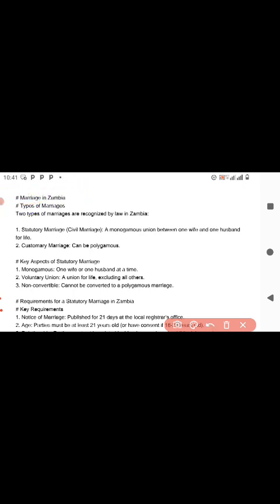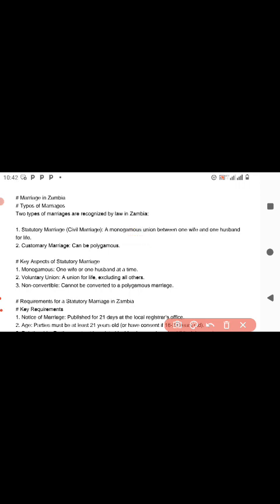So basically, there are two types of marriages. Two types of marriages are recognized in Zambia, and these are: number one, statutory marriage, which is known as civil marriage. Then the other type is the customary marriage. What we must understand for the sake of our exam is that statutory marriage is a monogamous marriage, monogamous union.